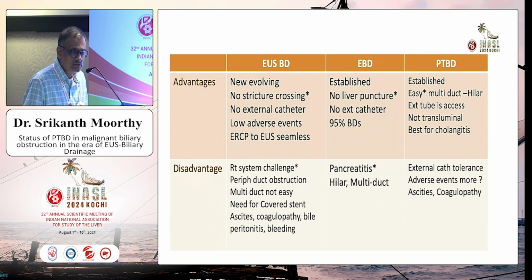The right system is a challenge in EUS today because of experience and also the material is probably not there. So peripheral duct obstruction when you use a covered stent, multi-duct is an issue on the right side. Then ascites and coagulopathy. Like I said, these two procedures actually have a liver puncture. So ascites and coagulopathy are terribly important, which is why we are forced to use covered stents and all that in EUS. Pancreatitis is a unique problem with ERCP which you don't have in EUS. And of course, in PTPD, if you end up with an external catheter, that is not something the patient likes. So that is an issue.